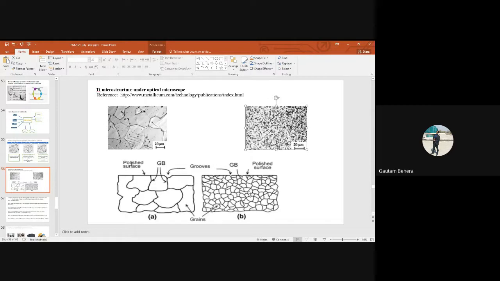Fine grain materials have a greater number of grain boundaries. Coarser grain materials have fewer grain boundaries. The material may remain the same. The size of the grain is bigger in coarser grain material. In fine grain material, the size of the grain is smaller.